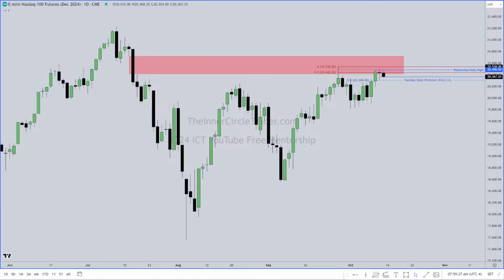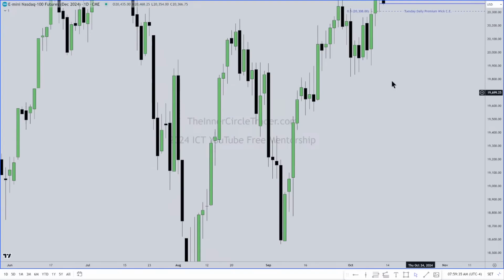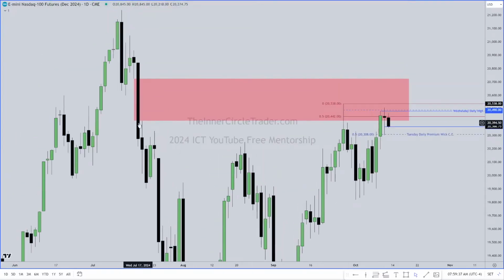All right, so let's get on with it here. We have a daily chart here on NASDAQ. I want to take your attention to this area right in here. July 17th, 2024. That's a SIBI, sell side imbalance, buy side inefficiency.